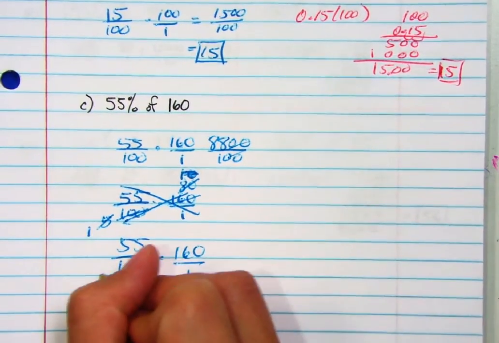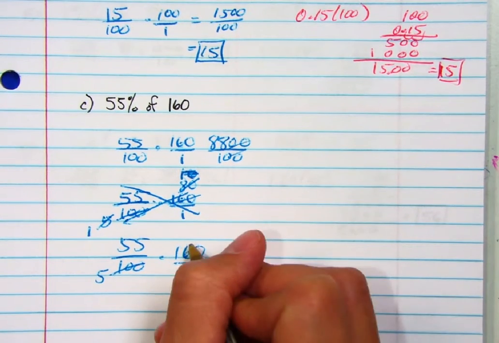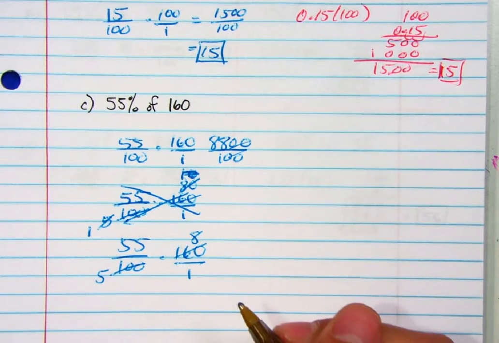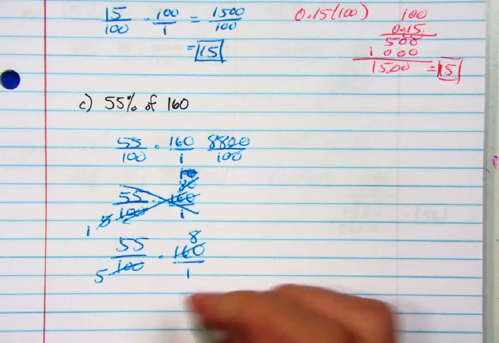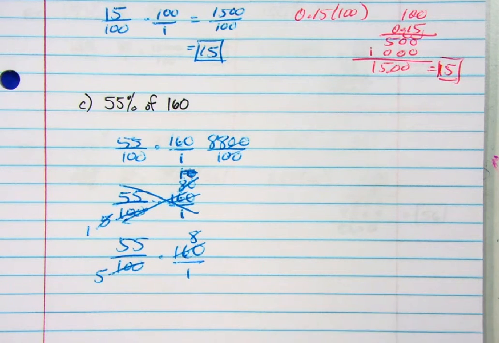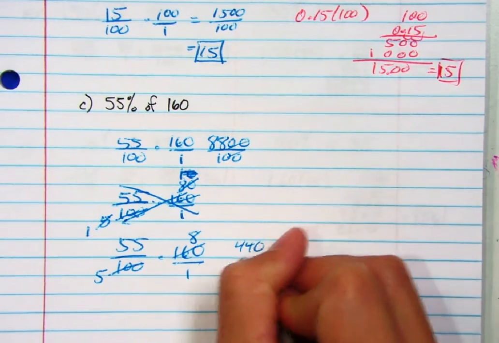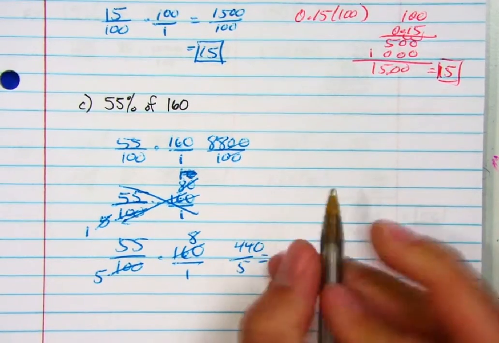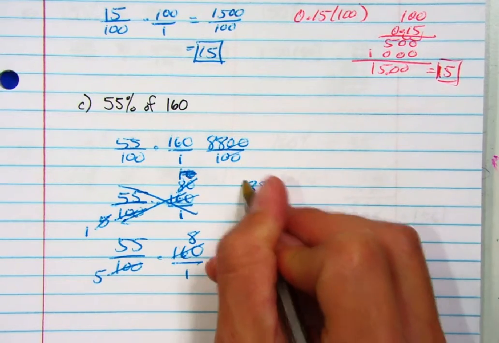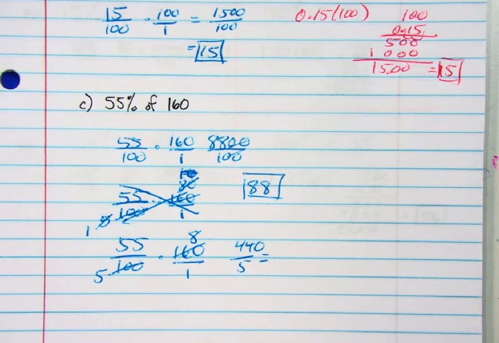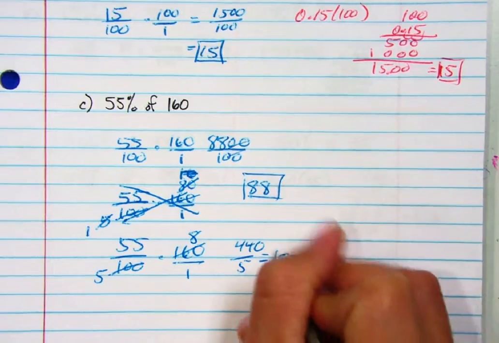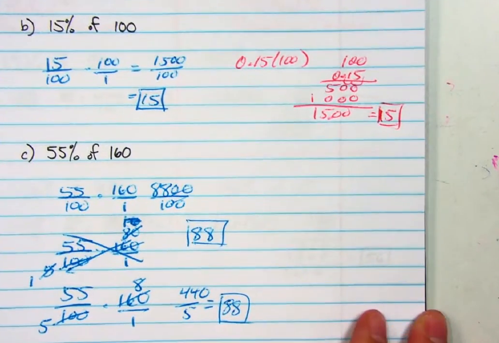All right, hey, look, 20 goes in here 5 times. I got that part right. But it goes in here 8 times. Whoa, much better. Okay, so now if I do the math, it might be easier to do it in your head. 55 times 8 is 440. And divide by 5. I don't care which way you do it. Either way, you're going to end up with 88 as your answer. Okay. Whew. All that just to show you a different way.